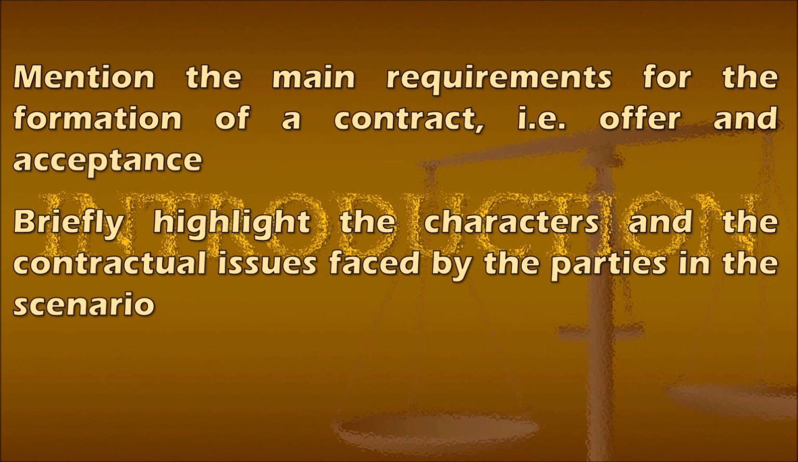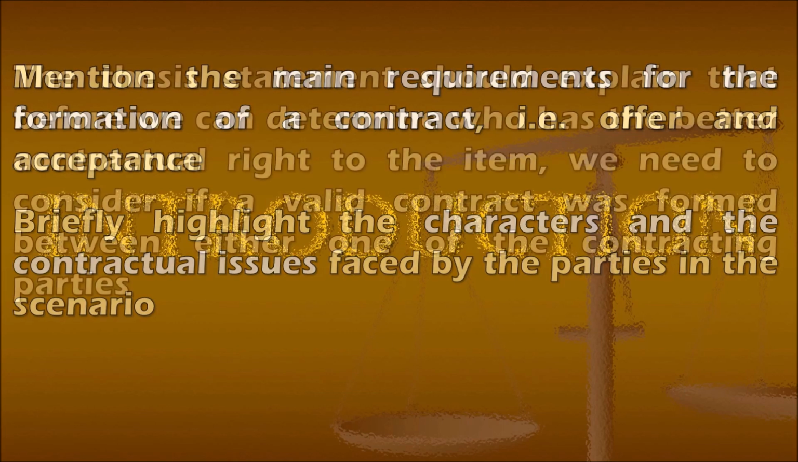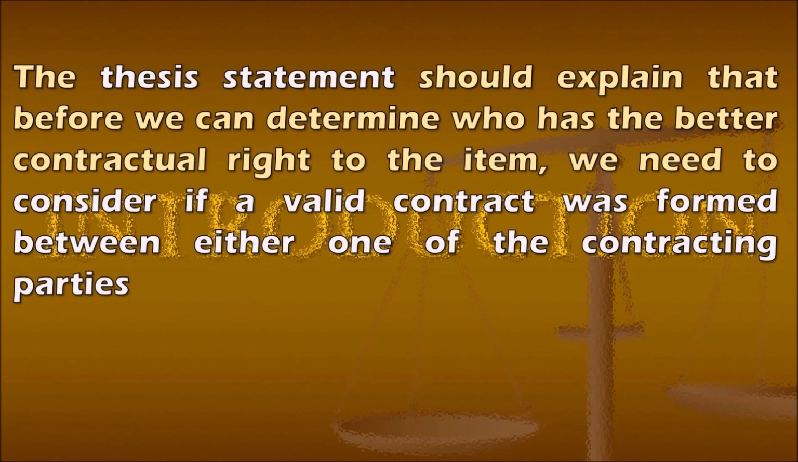Because the scenario in the question concerns the formation of contract, we should also mention the main requirements for the formation of a contract, i.e., offer and acceptance. The next thing we should do is to briefly highlight the characters and the contractual issues faced by the parties in the scenario. The thesis statement should explain that before we can determine who has the better contractual right to the item, we need to consider if a valid contract was formed between either one of the contracting parties.